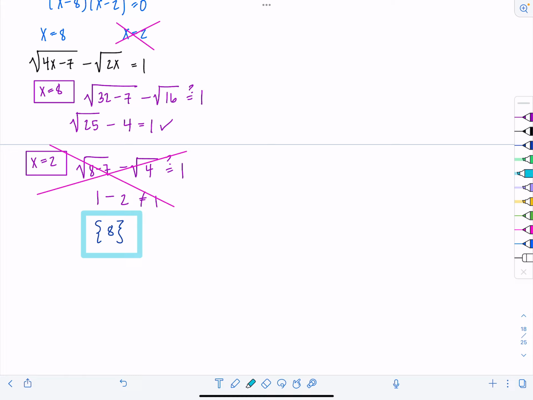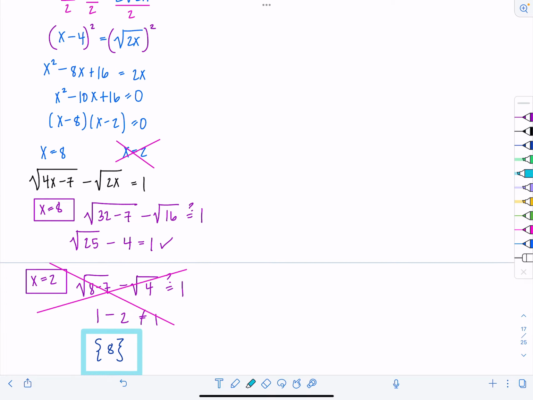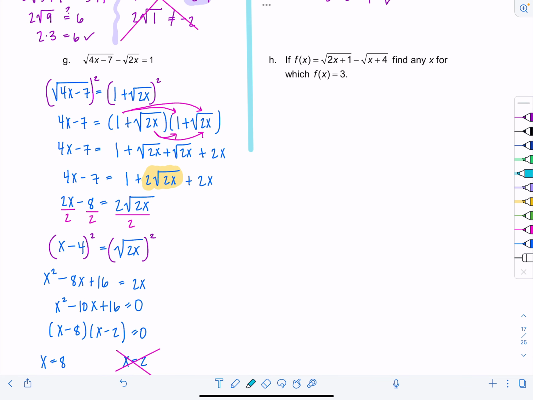Last one, are you ready? It's perhaps the spiciest, yes. So, if f of x equals the square root of 2x plus 1 minus the square root of x plus 4, find any x for which f of x equals 3.